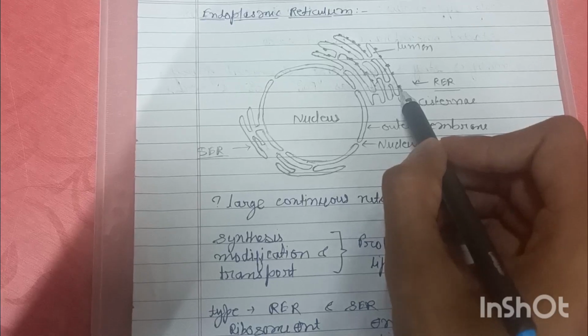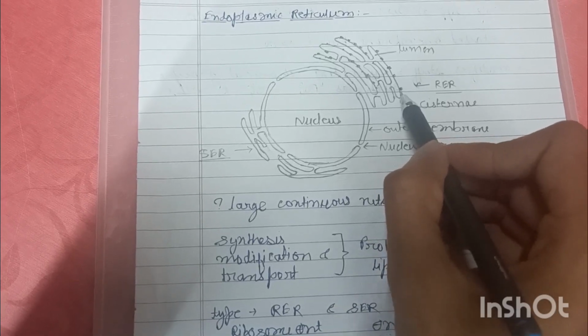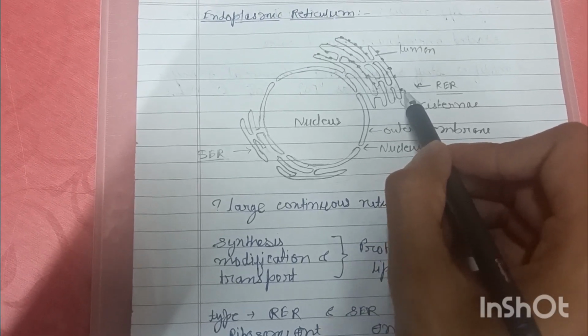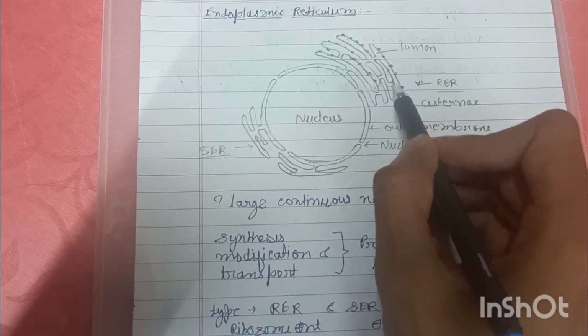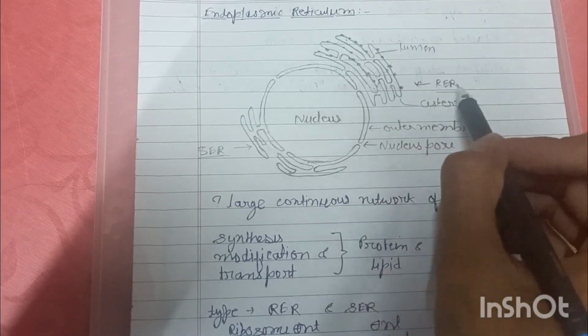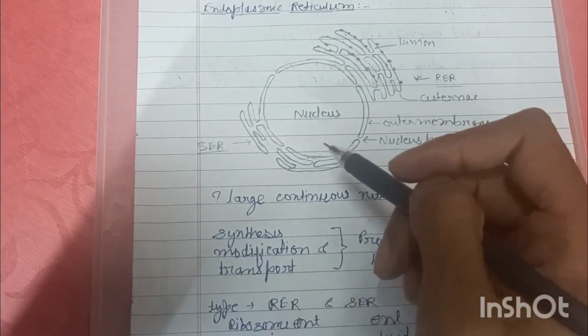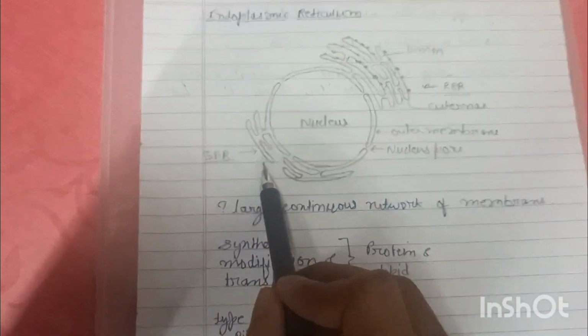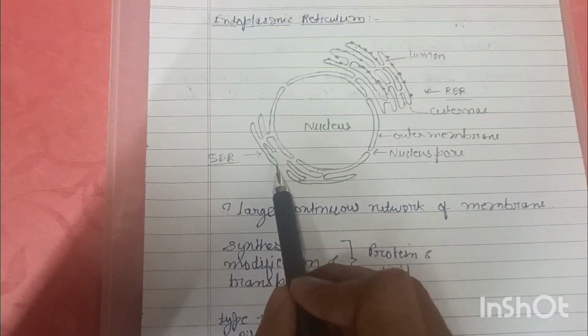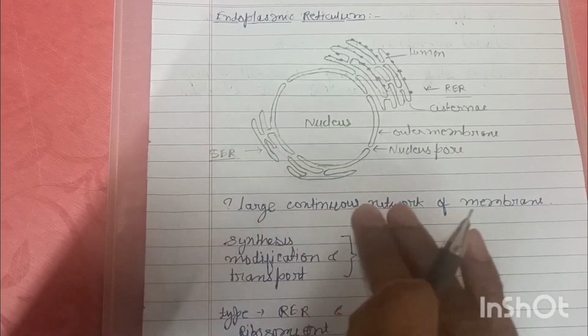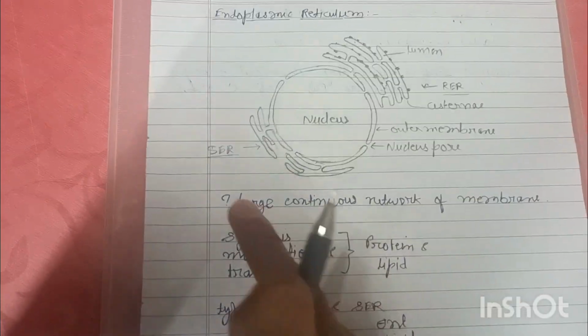This is actually ribosome, and because of the presence of ribosome, it gives a rough appearance to the endoplasmic reticulum. So that's why it is known as rough endoplasmic reticulum. In case of smooth endoplasmic reticulum, there is no ribosome on its surface, so it gives a smooth appearance. That's why it is known as smooth endoplasmic reticulum.